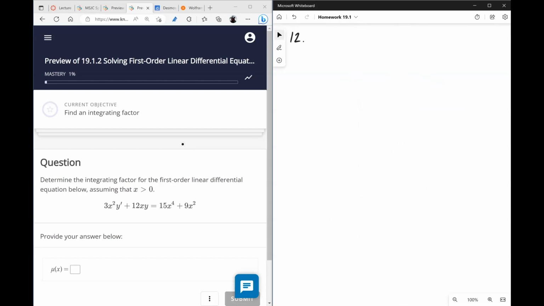Number 12. So in this problem, we only have to determine the integrating factor. Notice that we don't have to solve it, so let's not go too fast here. First step is to recognize that we have a first order linear differential equation, and we're going to write it in standard form. So we're going to divide everything by 3x squared.